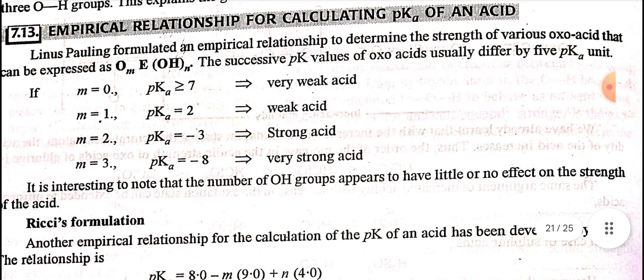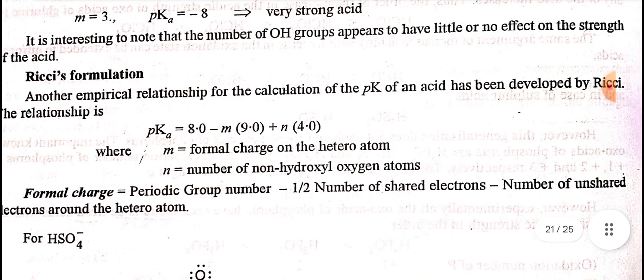Empirical relationship for calculating pKa of an acid. Linus Pauling formulated an empirical relationship to determine the strength of various oxoacids that can be expressed as OmE(OH)n. The successive pKa values for oxoacids usually differ by 5 pKa units. If m is equal to 0, then pKa is much greater than 7, a very weak acid. m = 1, pKa about 2, weak acid. m = 2, pKa about -3, strong acid. m = 3, pKa about -8, very strong acid. It is interesting to note that the number of OH groups appears to have little or no effect on the strength of the acid.